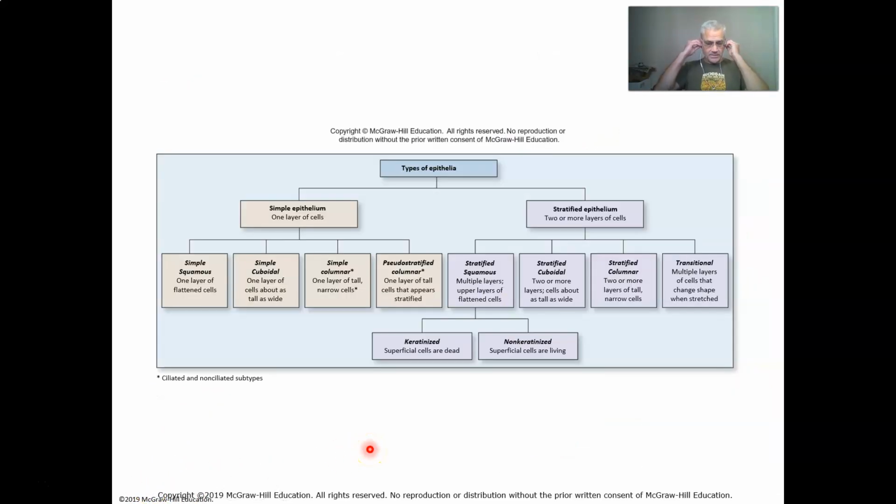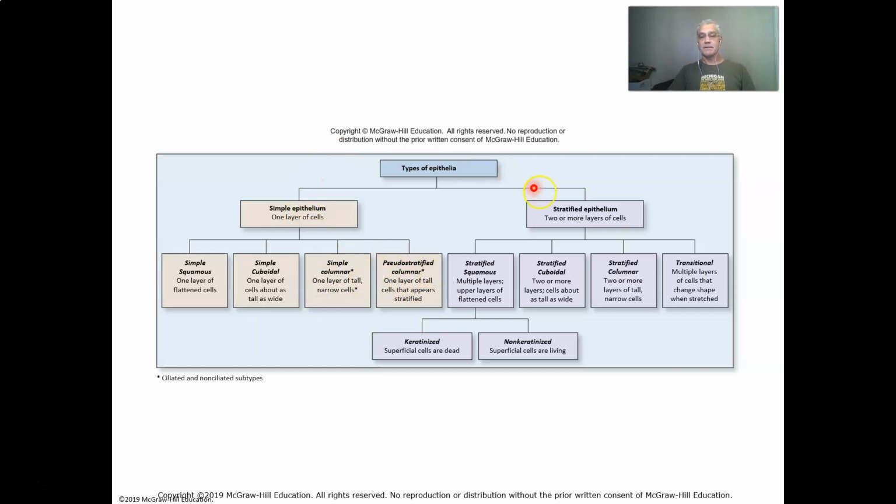Now this is a chart right out of your book, comes straight out of your book to help you organize your thoughts about epithelial tissue. So there's types of epithelium. They come in two varieties here. You can have simple epithelium, one cell layer, or stratified, lots of cell layers. You can have one cell layer of flat cells, one cell layer of cube-shaped cells, one cell layer of columnar cells, or one cell layer of pseudostratified columnar.